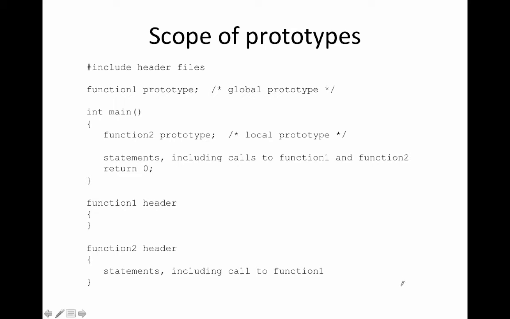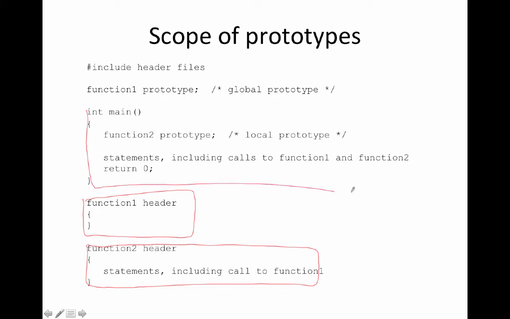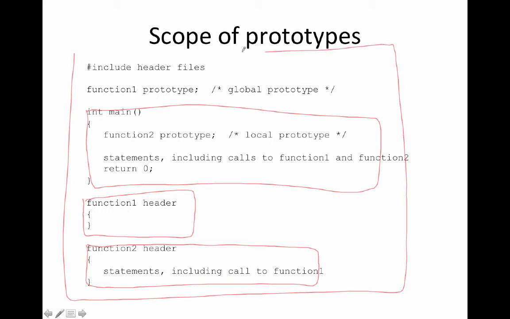Let's take a look at a slightly different organization where we have two functions, and I have the function prototypes in different places. So again, let's draw blocks around the functions. So function 1, whatever that includes, function 2, and the main function. So these are all blocks, and then the other block is the entire program. Now, in this particular case, I have one global identifier, and that is the function 1 prototype. So that means function 1 is known throughout the entire code. So I can call function 1 from anywhere.